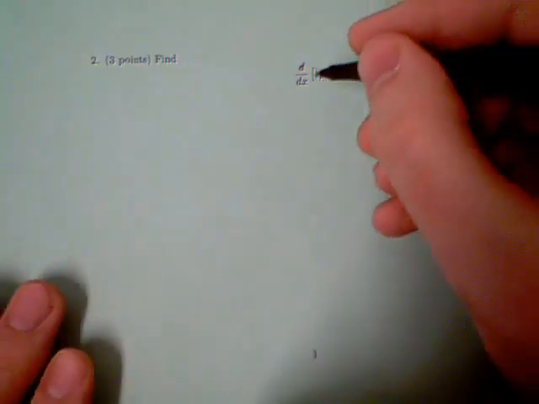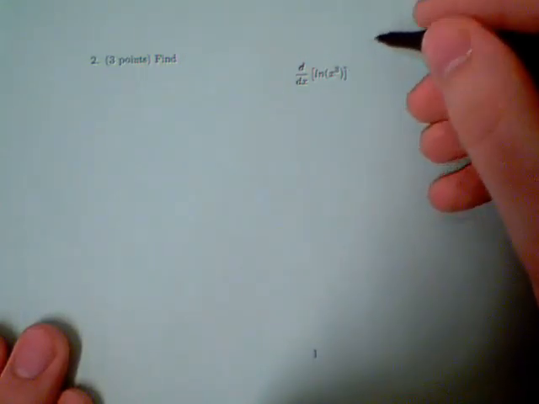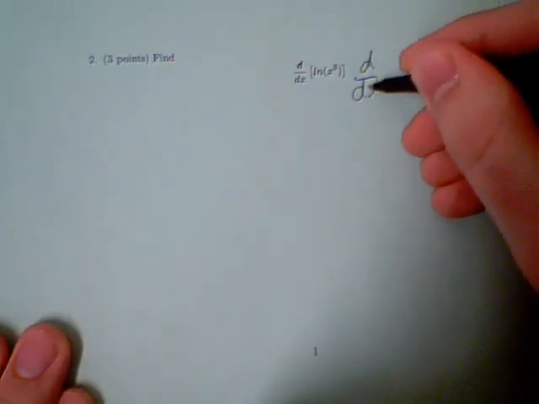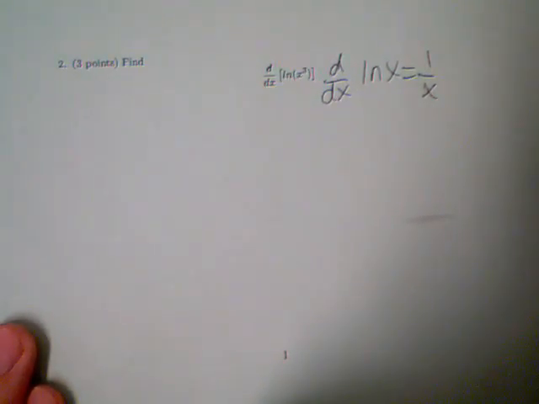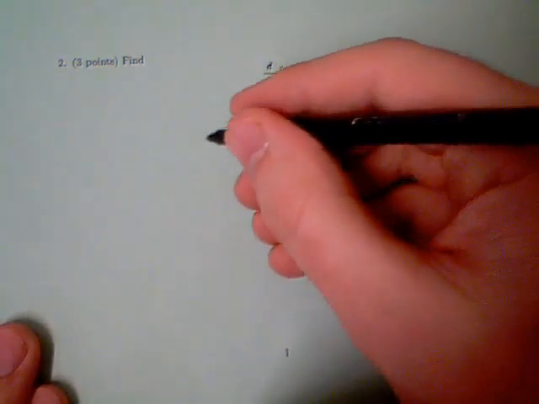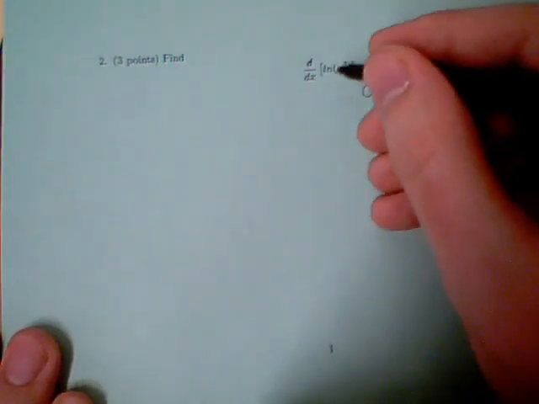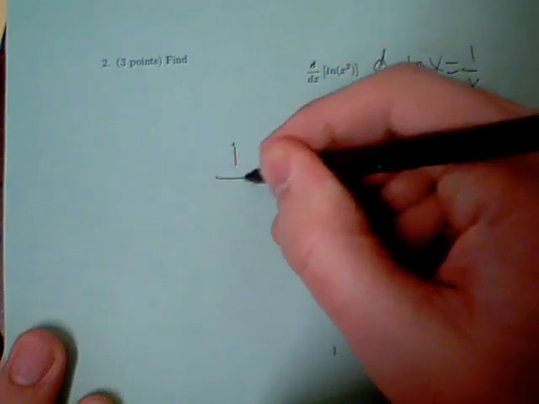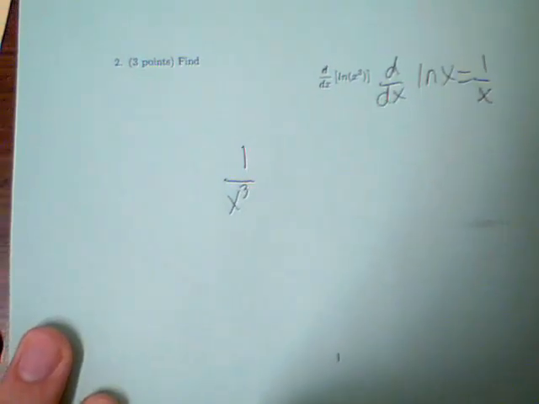Okay, this is quiz number 5, problem number 2 on the green form. Alright, so I want to take the derivative of natural log of x cubed. So I can look at this and say, well, I know the derivative of natural log of x, that's 1 over x. Well, that's true. And I can use that here and say, well, I've got natural log of something, so I should get 1 over that something.